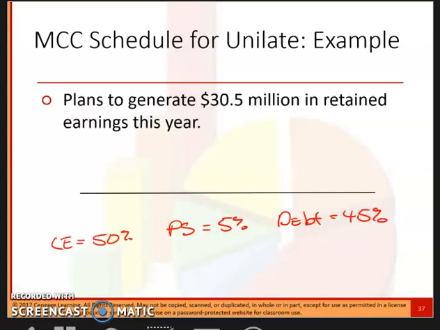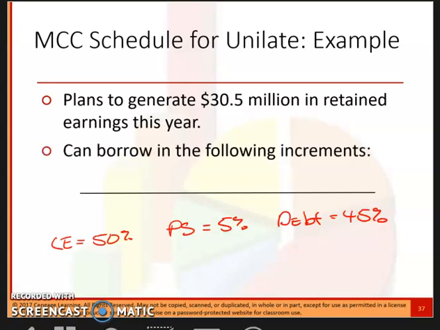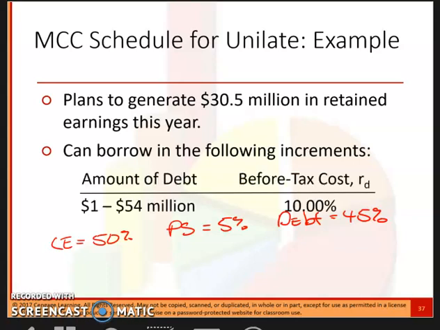So the company plans to generate 30.5 million in retained earnings. They can borrow money in the following increments. I wrote over my slide here, but anywhere from 1 to 54 million, the before tax cost of debt is 10%. Anything above 54 million is 11.85%.